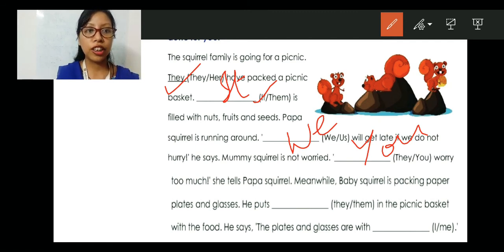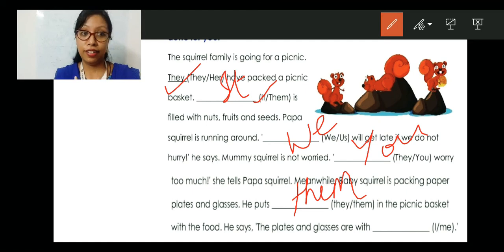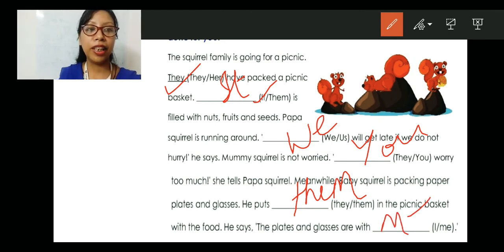He puts Dash in the picnic basket with the food. What does he put? He puts plates and glasses. So it will become them. He puts them in the picnic basket with the food. He says, the plates and glasses are with I or me. He says, the plates and glasses are with me. So this is the answer.